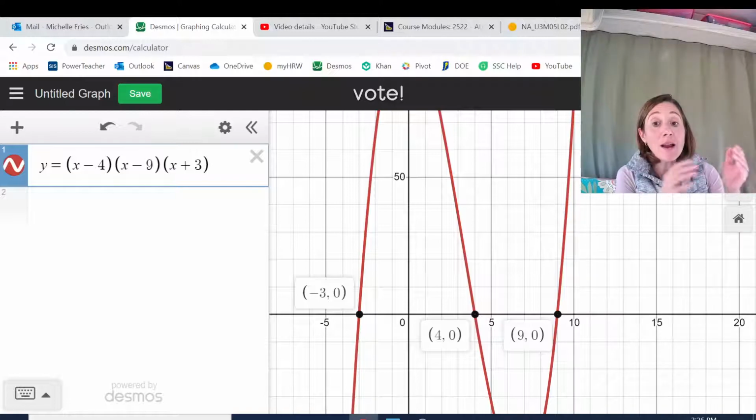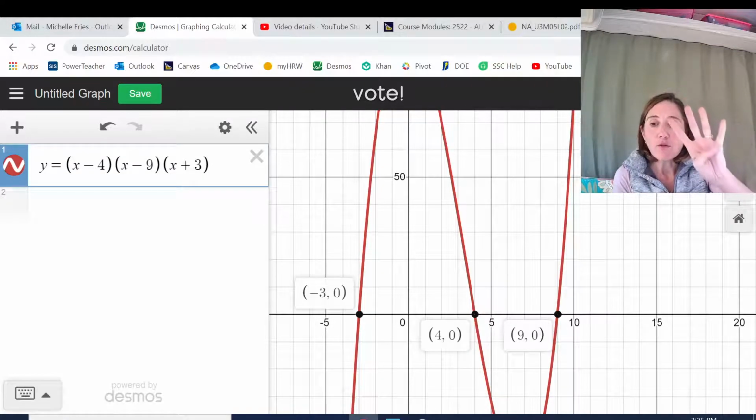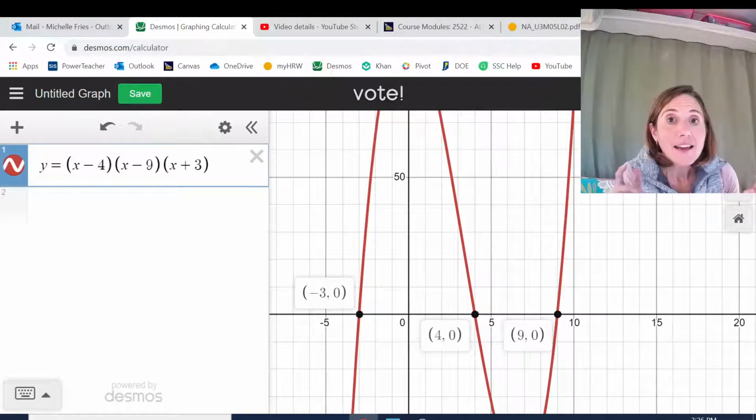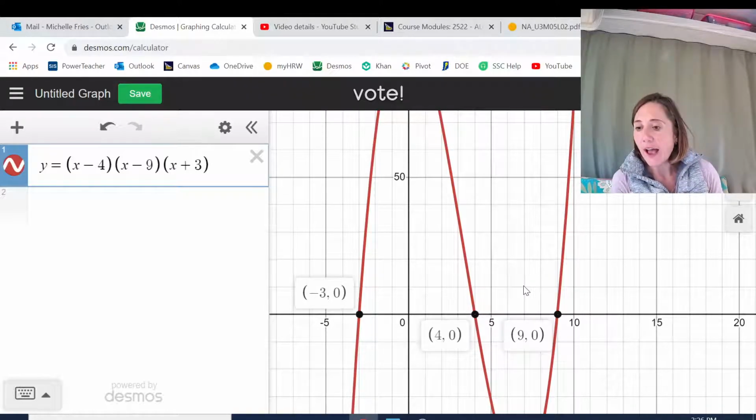You can think of it as x minus, and that next part tells you what the root is. So x minus 4, so 4 is a root. Now look at the next factor, x minus 9, and then look at your graph. Do you see this root over here at the 9?